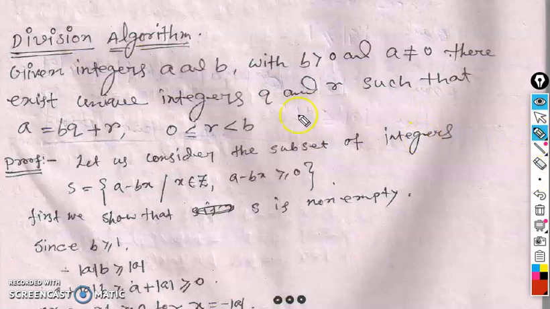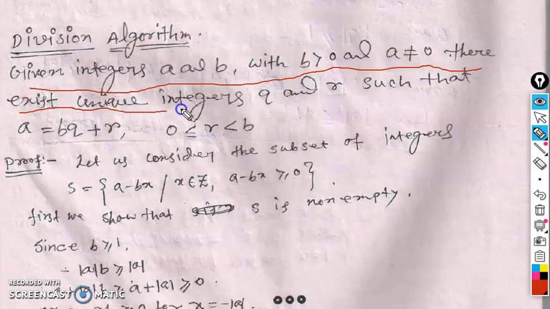The division algorithm says: given integers a and b, with b greater than 0, and initially considering a not equal to 0, there exist, and it is very important, there exist unique integers q and r such that a can be written as bq plus r, where the value of r lies between 0 and b. So the division algorithm is the starting point.